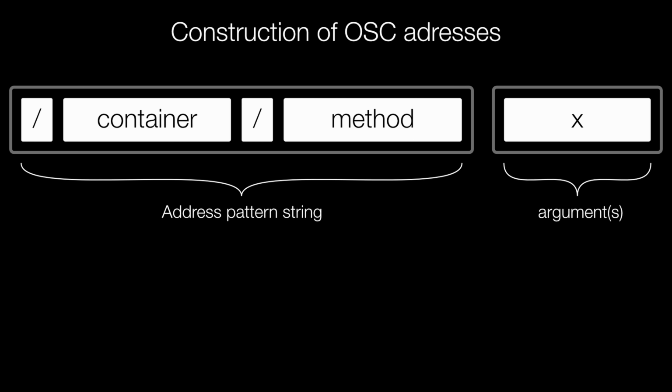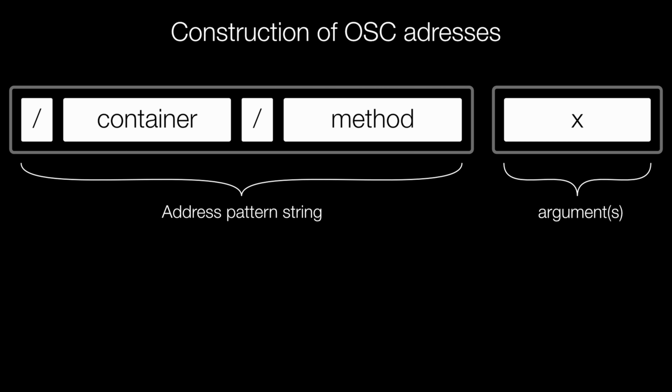While the combination of IP address and port number allows us to address a specific piece of software on a specific device, we still want to control specific parts of that software. So, for example, in Reaper, we might want to control the volume of a specific track, or in the ICST plugins, we might want to control the position of a specific source point. We can specify which part of the software we want to address using the OSC address pattern string, which is a combination of different containers of controls.